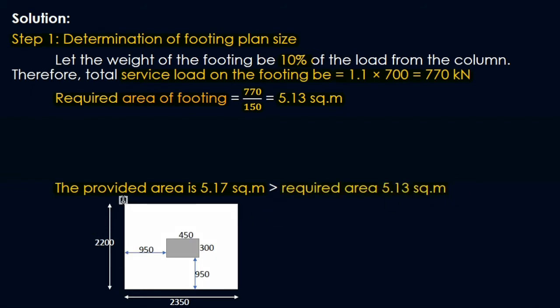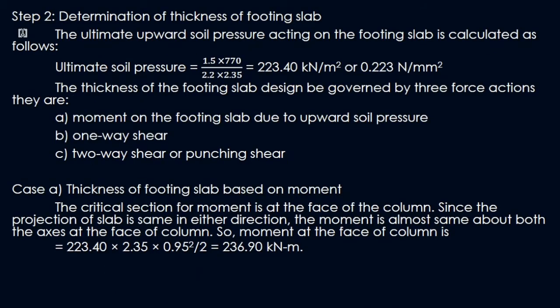You can also see in this figure the depth is 2200, which is 2.2 meter, and this is 2.35 meter, which is 2350 mm. From the footing edge to the column edge is 950, and this is 450. The footing width is 450 and the column depth is 300, and in the downward direction it is also 950. And step 2 is the determination of the thickness of the footing slab.